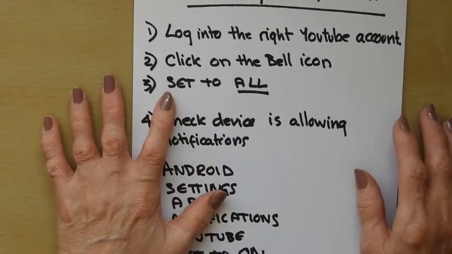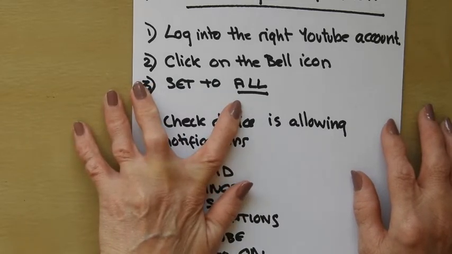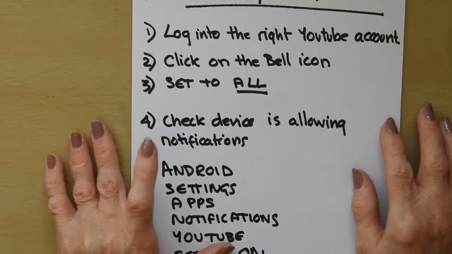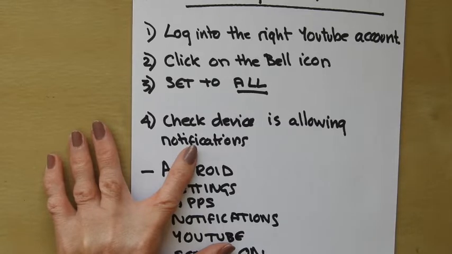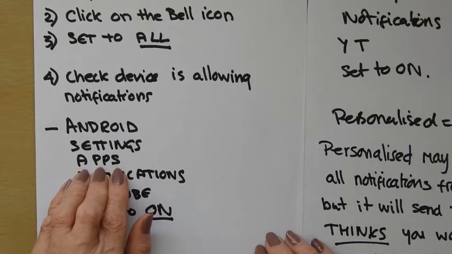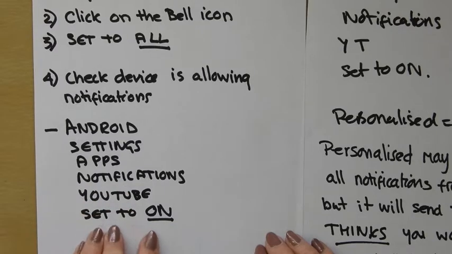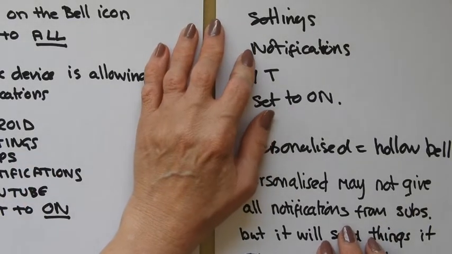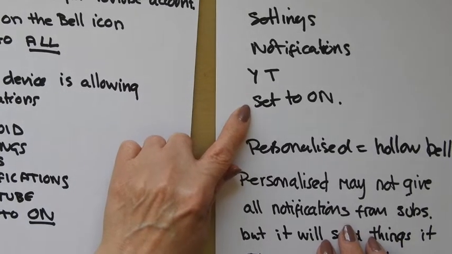So you want to click on the bell icon. You want to set it to all, so that you do get all your notifications from your favorite channels. And you need to check that your device is allowing notifications. Now, this is where things split slightly. If you're on Android, you go to settings, you go to apps, you go to notifications, you go to YouTube, and then you set to on. Okay. With the iPhone, you go to settings, notifications, YouTube, and set to on.